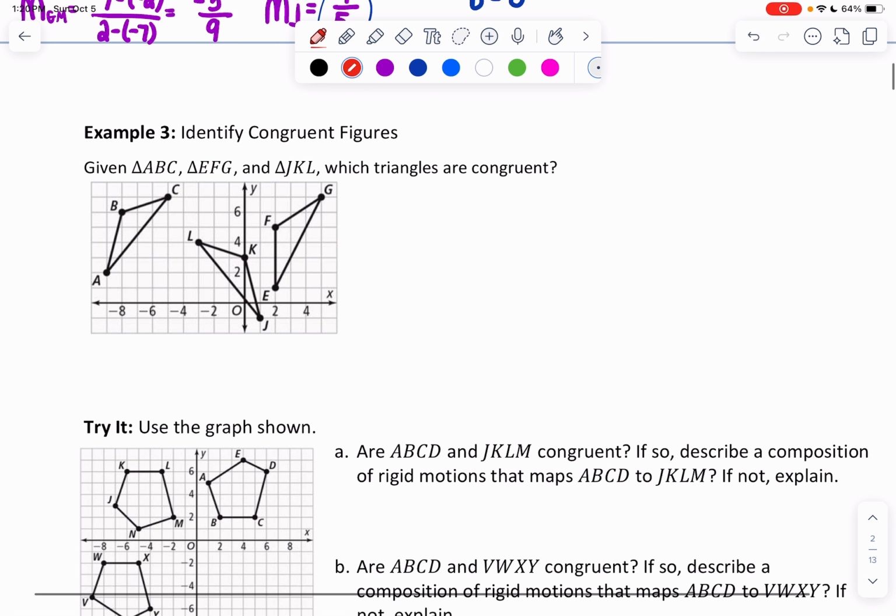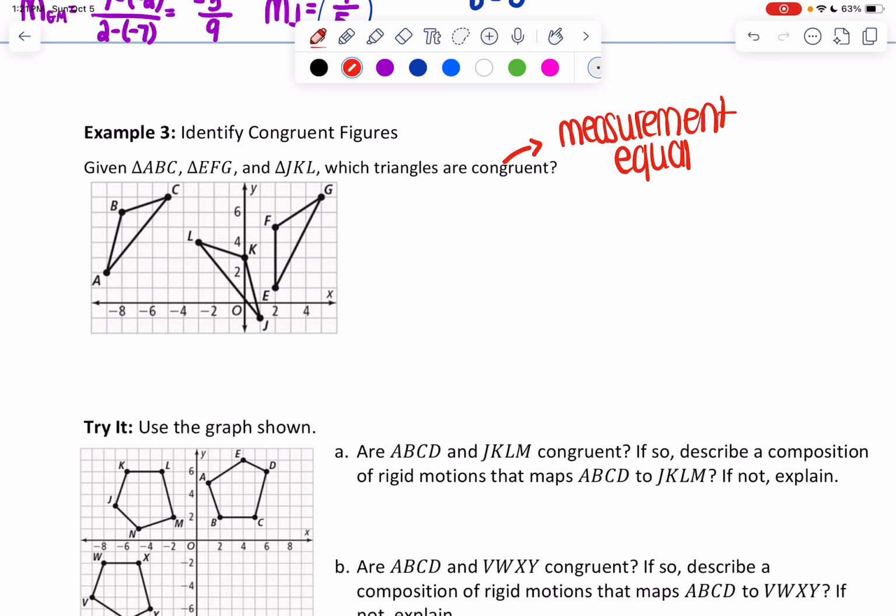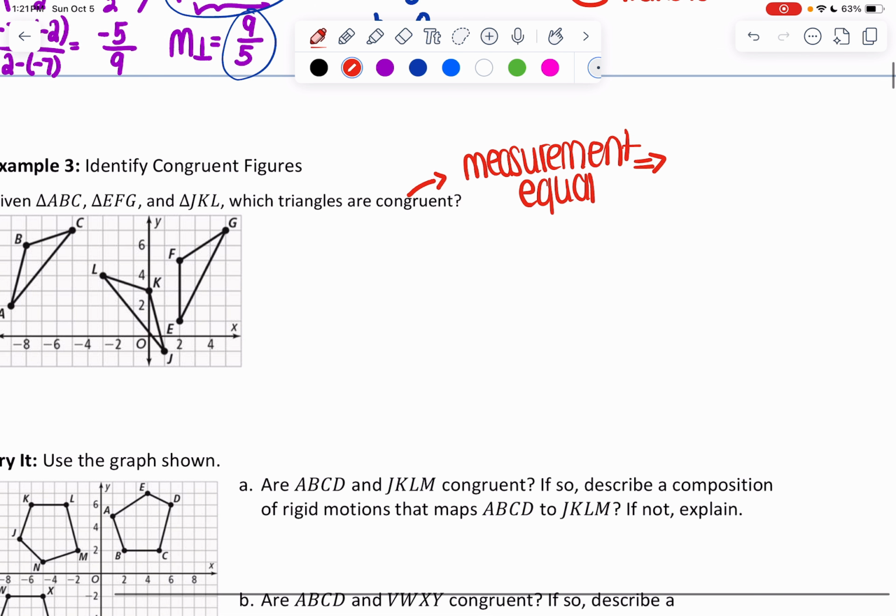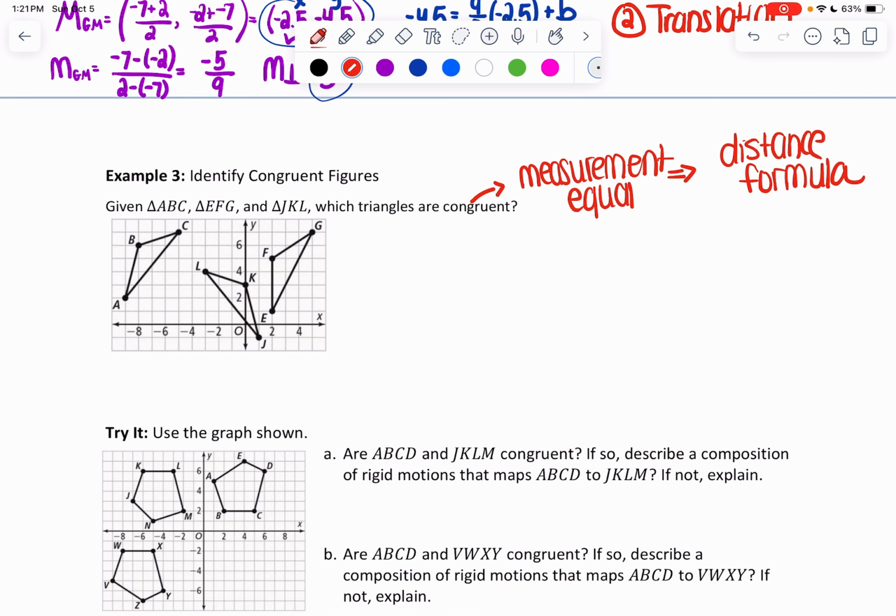So then this one, it says given A, B, C, E, F, G, and H or J, K, L, which triangles are congruent? So here's what I need to do. When you're talking about congruent triangles, you're talking about the measurements being equal. In other words, their side lengths have to be the same. So how would I figure out each one of their side lengths? Well, that's by distance. So I'm actually going to use the distance formula.